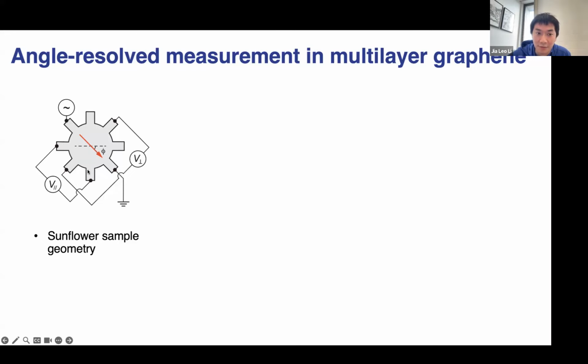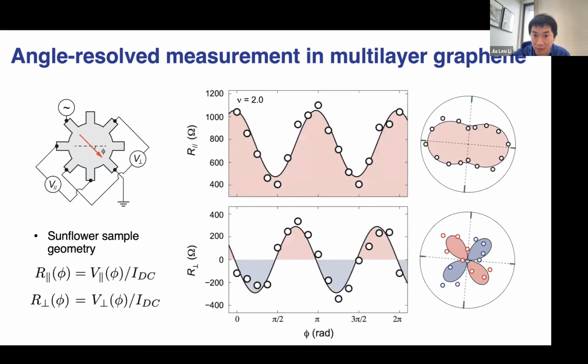And it does allow us to flow current in different directions, and along each direction of current flow, right, we can measure longitudinal response like this and transverse response like that, right? And from 0 to 2 pi, we have angular resolution of about 20 degrees in the setup, right? And so if we use a small DC current bias, we get a longitudinal resistance and transverse resistance defined like this, right? And the angular dependence is shown here.